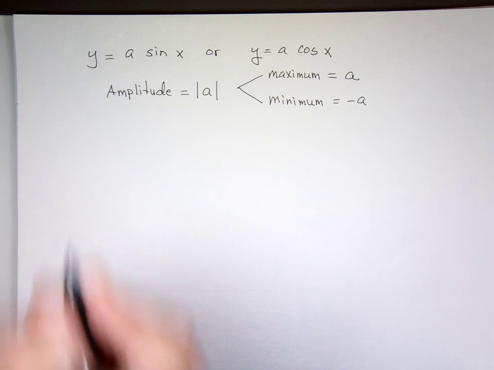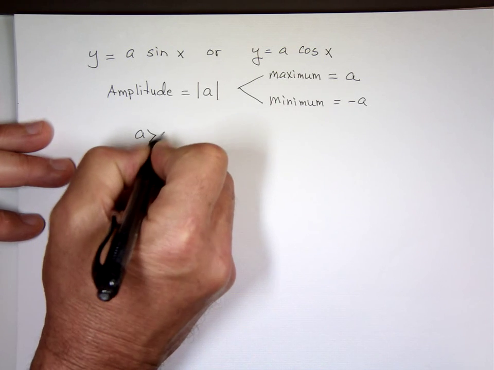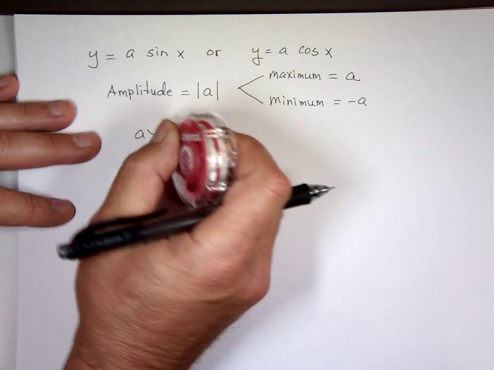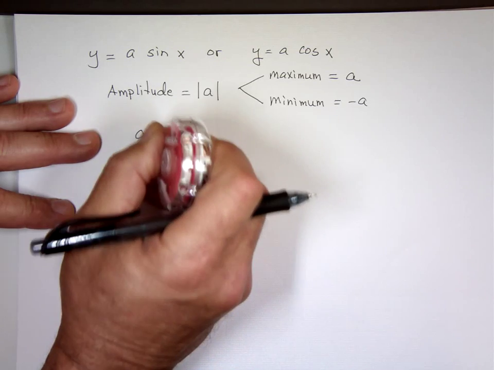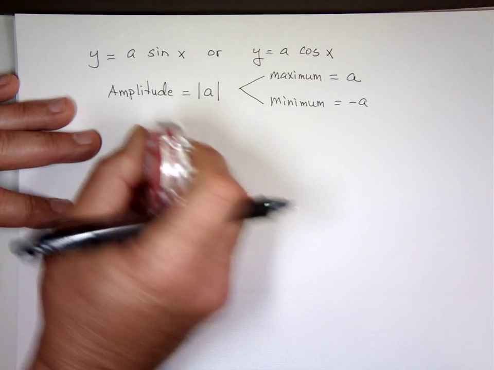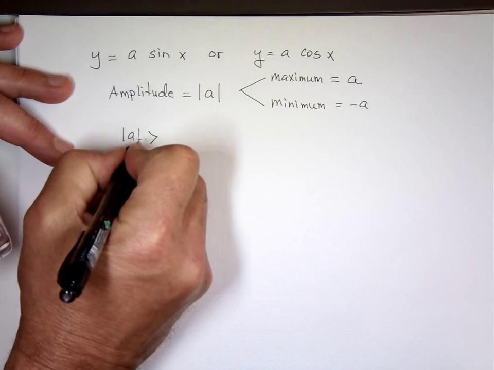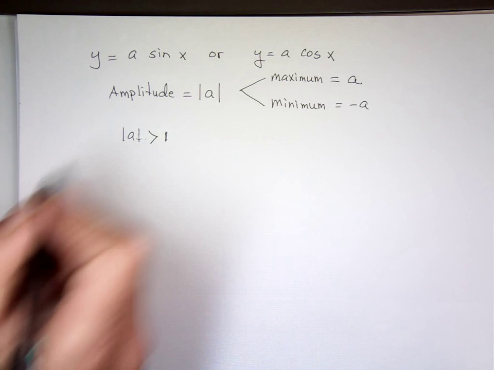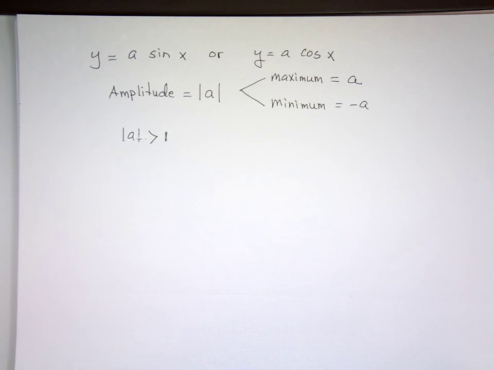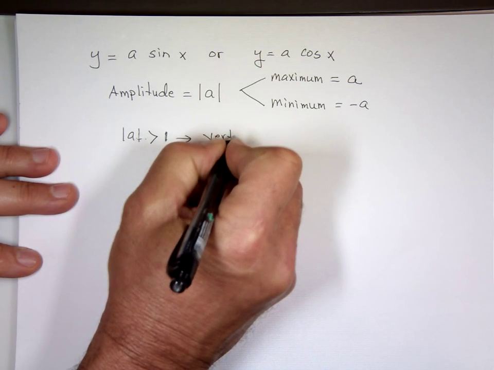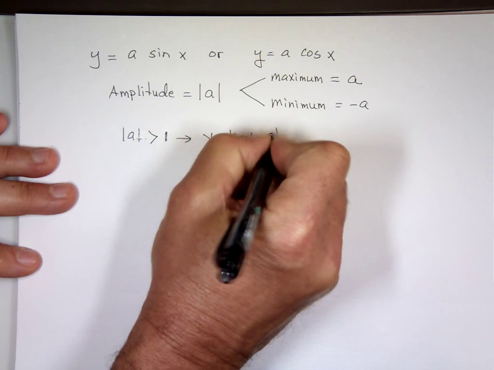And if a is greater than 0, or greater than 1, I'm sorry, let's do the absolute value of a. If the absolute value of a is greater than 1, like a 2, a 3, a 4, what did you do to that graph? You stretch that graph. That's called vertical stretching. You made it taller.